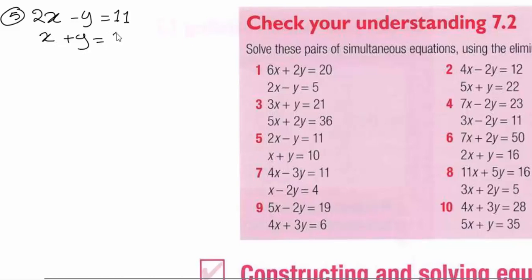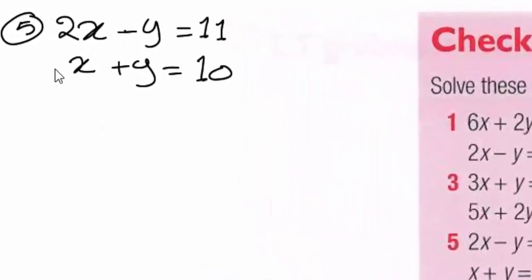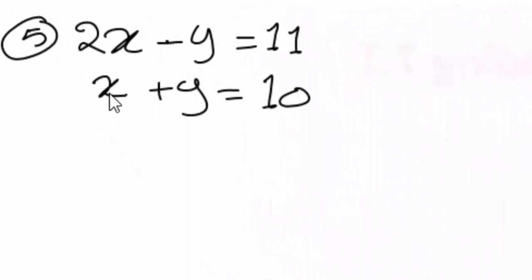X plus y is equal to 10. Now, using elimination, look at the variables. Do we have the same variable? Here 2x, here is x, not same. Here we have y, y. They are kind of the same, but this y is negative and this one is positive.